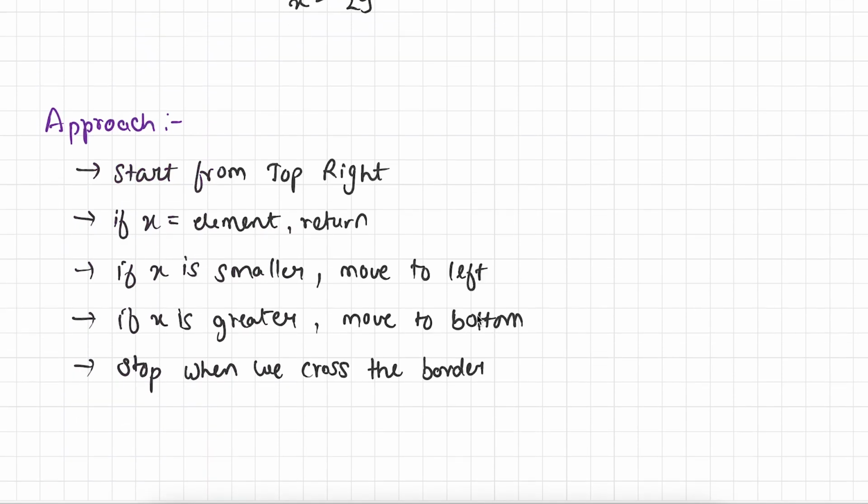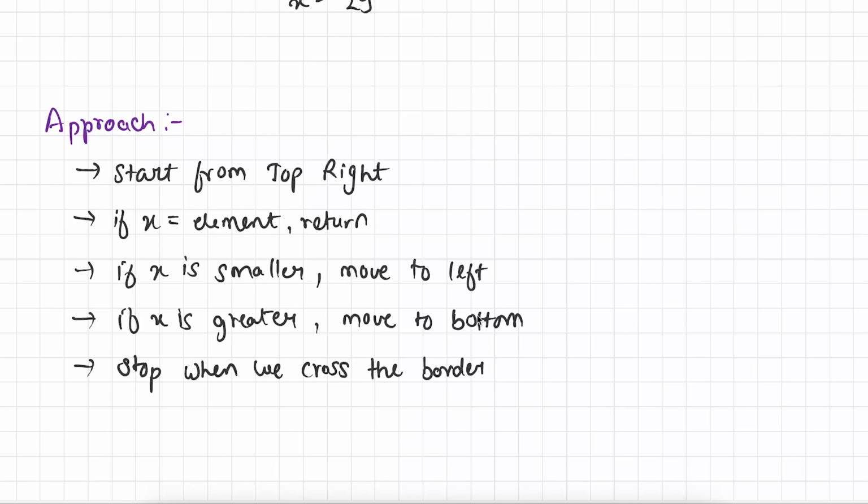And the approach of this algorithm is pretty simple. Instead of traversing the matrix from the top left corner, we are going to traverse this matrix from the top right corner. And while traversing, we check if the element we are visiting is equal to x or not. If it is equal to x, then we simply return true. And if x is smaller than the element we are visiting, we move left. If x is greater than the element we are visiting, we simply move down.